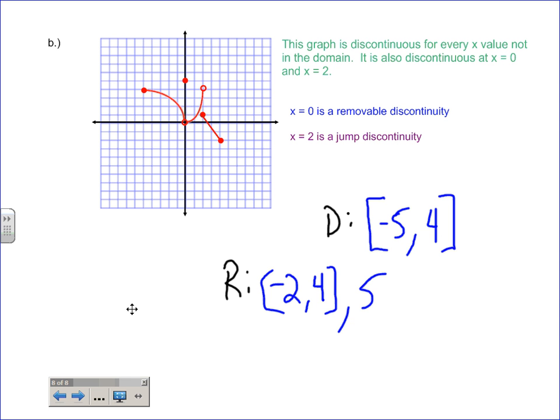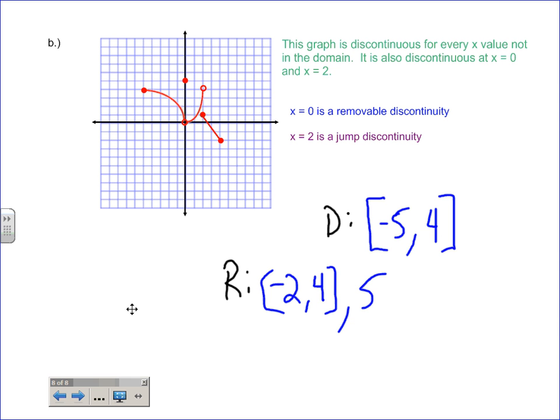Okay, this graph is discontinuous for every x value not in the domain. It is also discontinuous at x equals 0 and x equals 2. Because let's face it, out at -10 is a discontinuity. Is that the one I'm most concerned about? Not really, to be honest with you. I think we all know that at 100 this has a discontinuity because it just stops, right? Why x equals 0 and x equals 2? Well, at x equals 0, do you agree if I were to fill that in, it would take care of that problem?